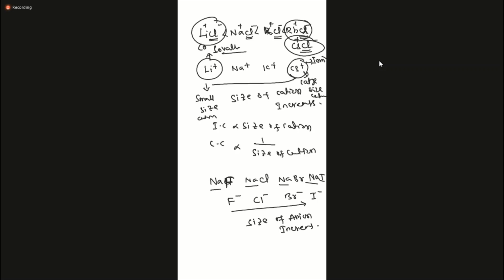Now, what is the relation between ionic character and anion size? Ionic character and anion size are inversely proportional. Covalent character and anion size are directly proportional. Now, can anyone tell me which is more covalent? NaI is more covalent. Which is more ionic? NaF is more ionic. Is it clear now? Any doubts?